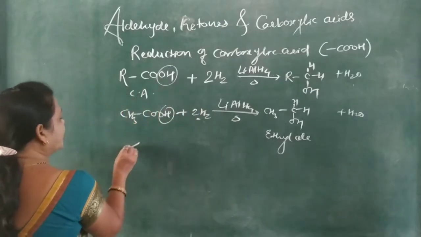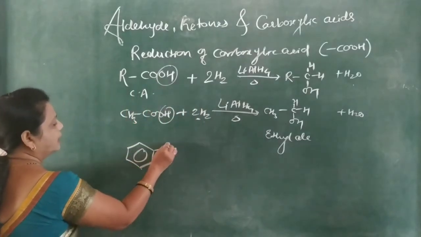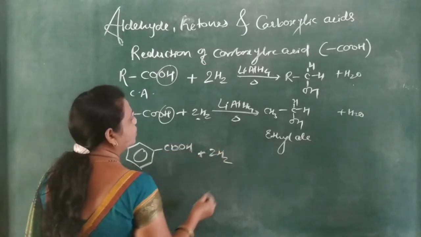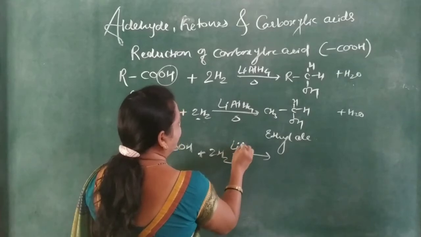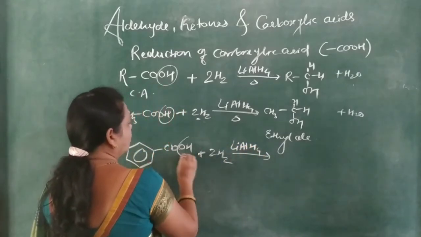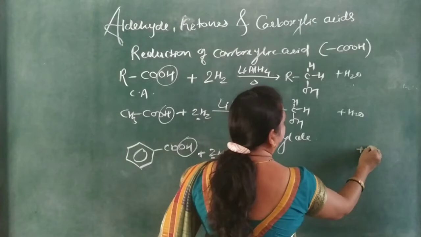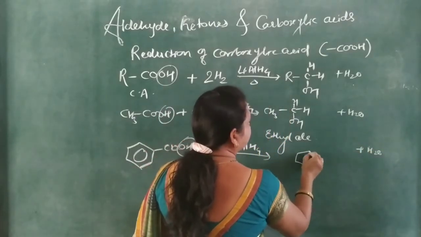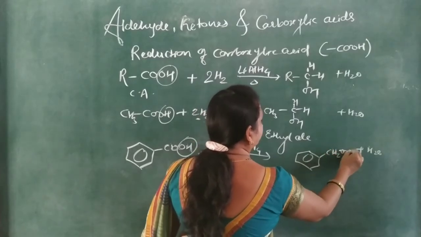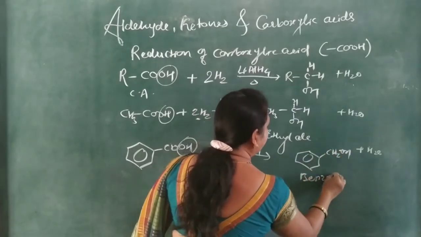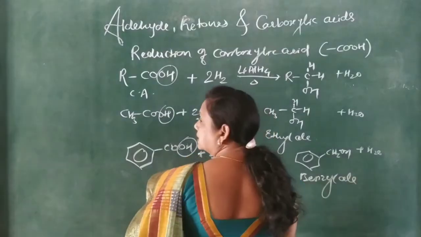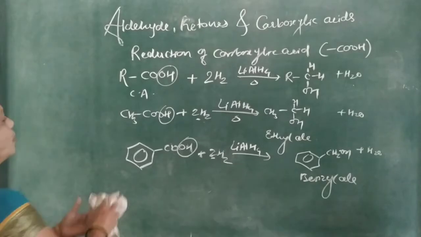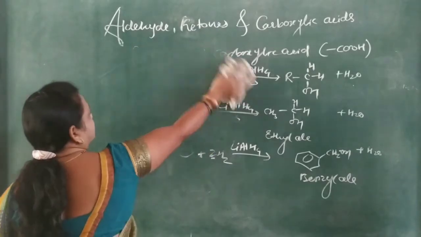If benzoic acid is there, C6H5COOH plus twice H2 in the presence of LiAlH4, then OH combines with one H to form H2O, and this CO gets converted into CH2OH. So it gives benzyl alcohol. Okay. So after watching this video, attempt the following questions.